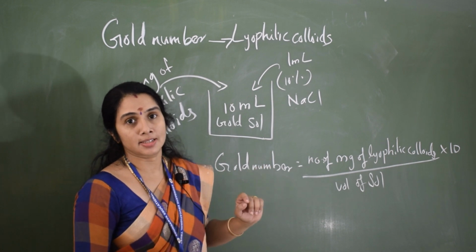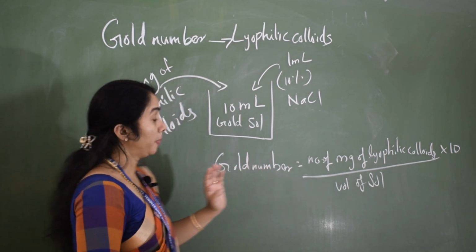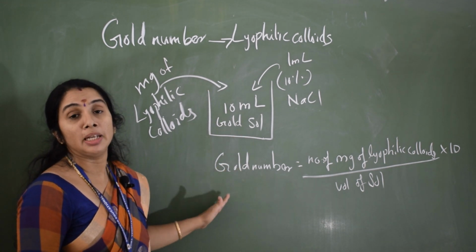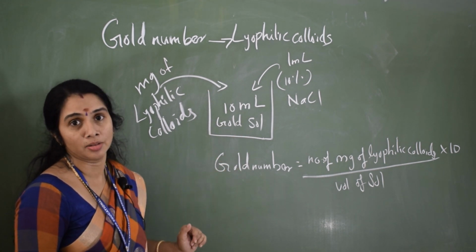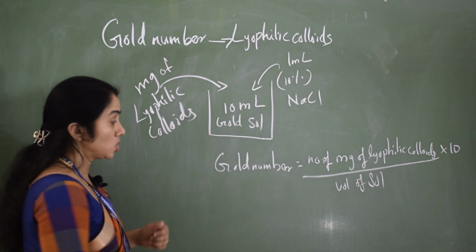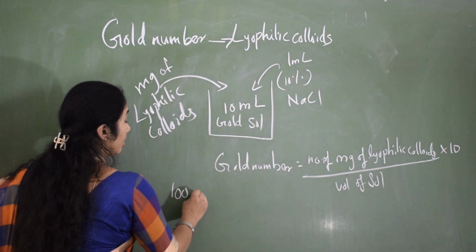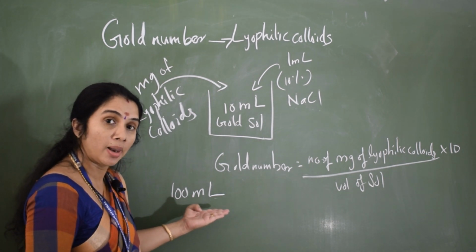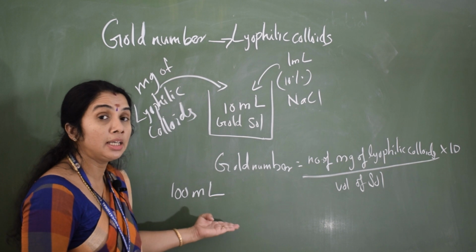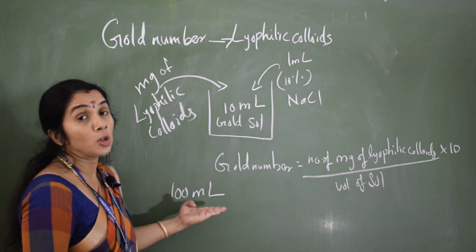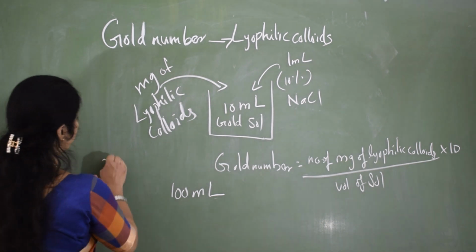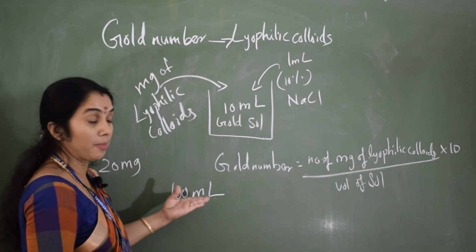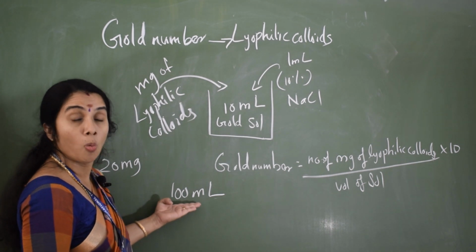Suppose a question is asked. To a 100 ml gold sol, 20 milligram of gelatin is added. What is the gold number? So you are having 100 ml lyophobic sol. To this 100 ml lyophobic sol, how many milligrams of lyophilic colloid is added? 20 milligram. So 20 milligram added to 100 ml. What is the gold number?